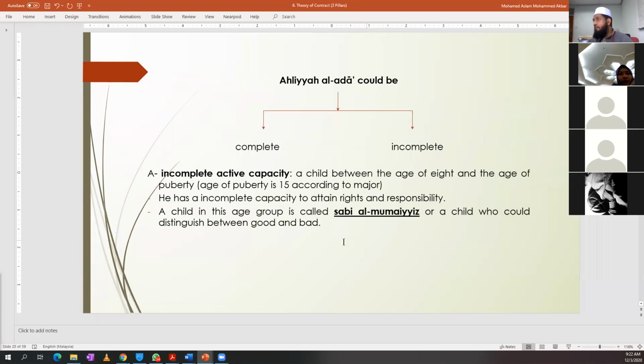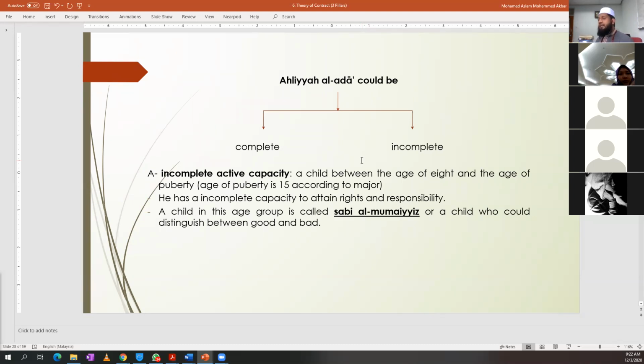Again, we have two things: incomplete and complete. Let us talk about incomplete. What is incomplete? A child between the age of 8 and the age of puberty, let's say from 8 to 15. According to the majority of scholars, it is 15. He has an incomplete capacity to attain rights and responsibility. So we call him Sabi al-Mumayyiz, a child who can distinguish between good and bad.